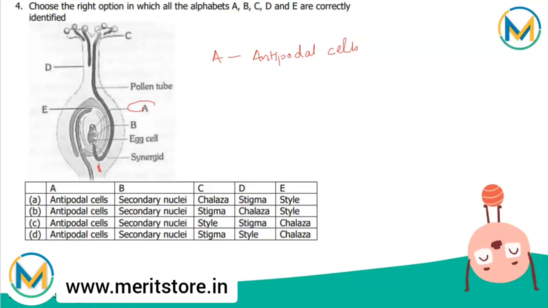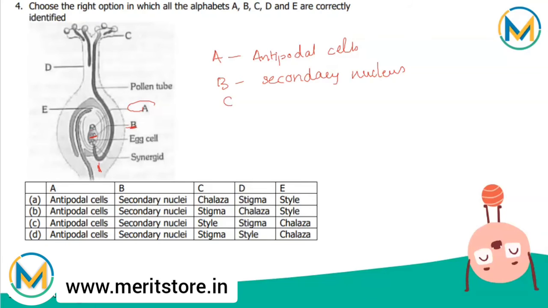Now this B is the secondary nucleus. The secondary nucleus is a diploid nucleus formed by the fusion of 2 polar nuclei. It is also called the primary endosperm nucleus, this part.